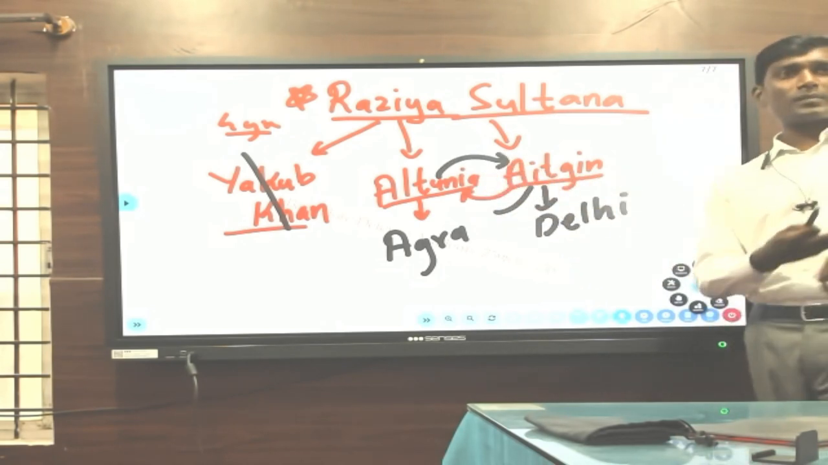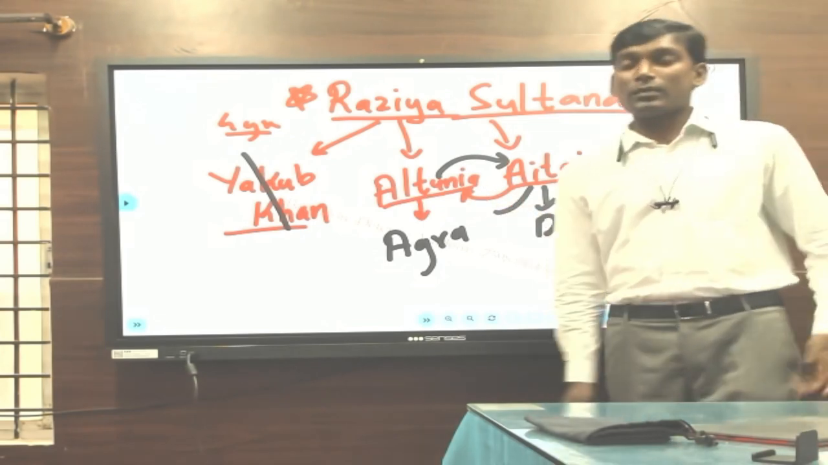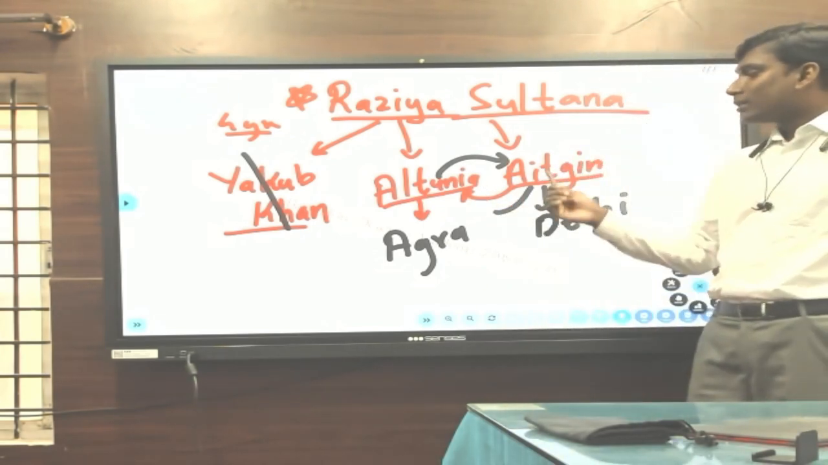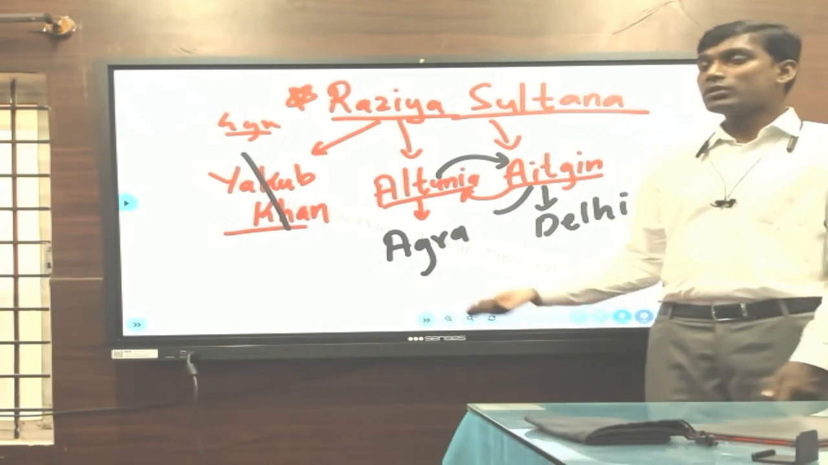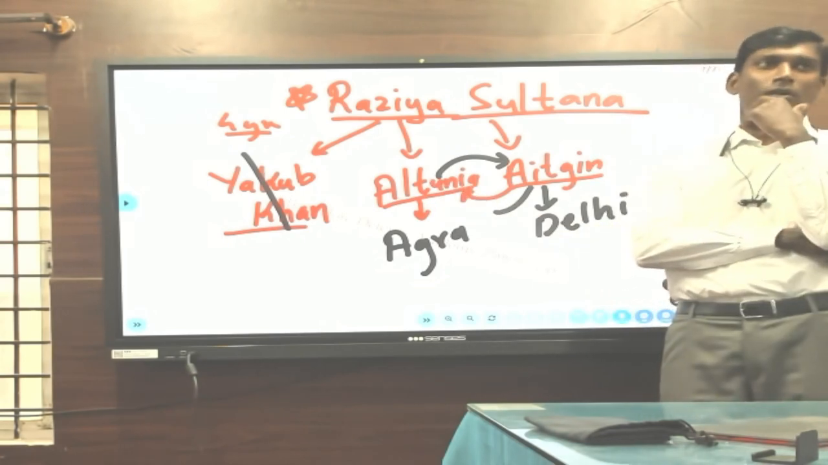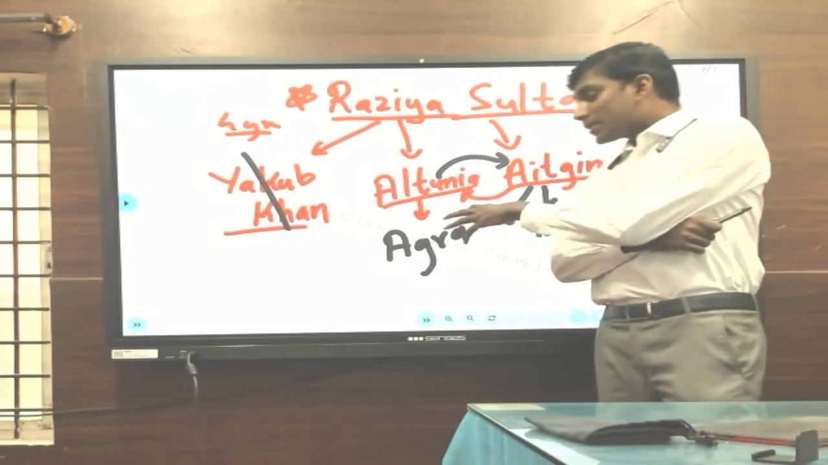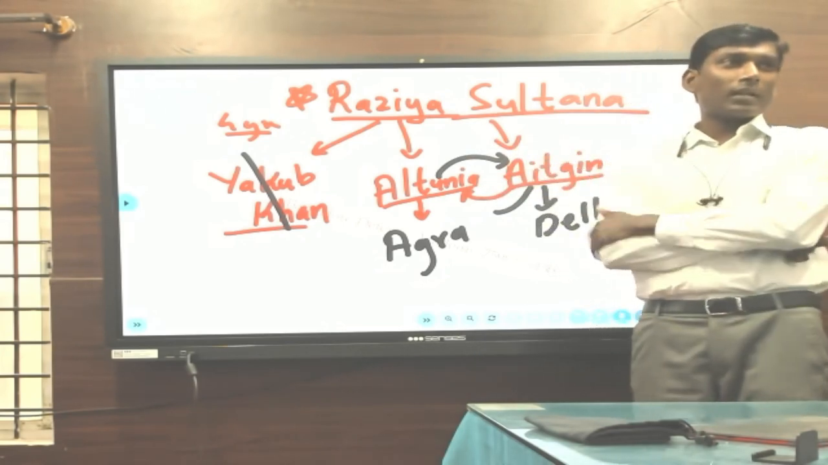Altunia says, okay, 6 months are over. Now who will be the king? I should be the king. Come on, give me the kingship. Now Aydin says, when did I say this? When did I promise this? Who is cheated here? Altunia is cheated. Now Altunia is getting angry and depressed. In this situation, he is visiting Razia Sultana every Friday, every week, something like that.